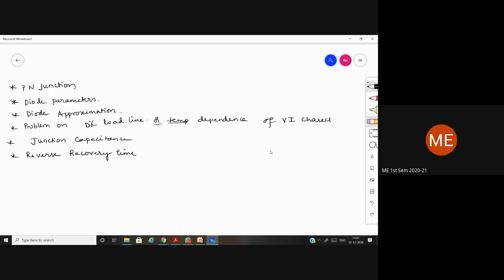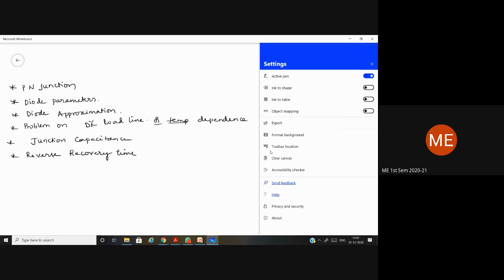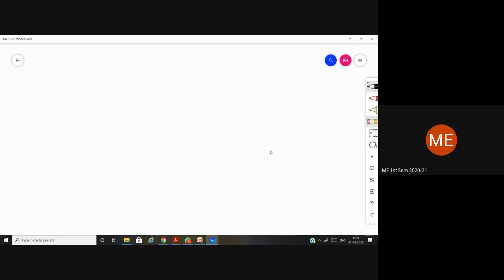Next is diode application. Before that, we have to do one problem based upon derating of a diode. We had not covered it. So the question, it's on page number 20.